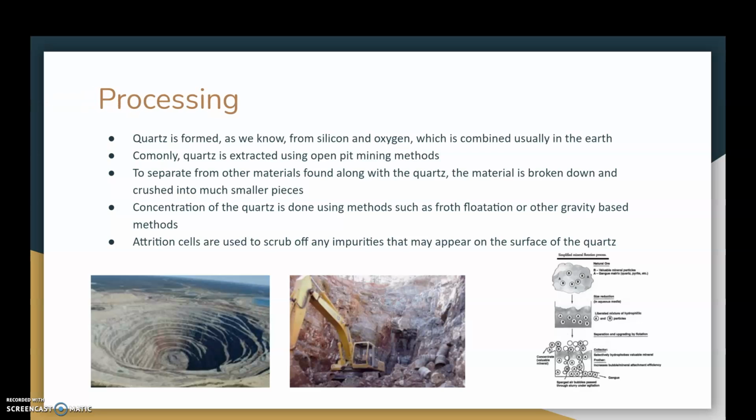Processing. Quartz is formed, as we know, from silicon and oxygen, and it occurs naturally in the earth. Commonly, quartz is extracted using open pit mining methods, as shown below in the first two bottom left pictures. To separate from other materials found along with the quartz, the material is broken down and crushed into smaller pieces.